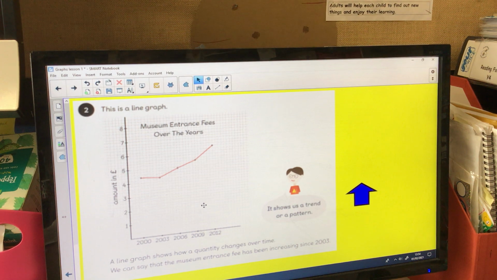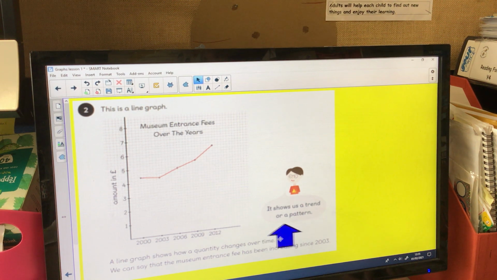Okay, so without the bars, this is what it looks like. And you can see we've got this line going upwards. And it's interesting because graphs like this show us trends and patterns. The trend or the pattern here is that the cost is increasing because the amount's up here. So it's increasing over time, and these are time along here. As time goes on, it's getting more and more expensive to go into the museum. And it's important to note that a line graph does show a quantity of changes over time, and we can say that this museum fee has increased since 2003 all the way up to 2012.